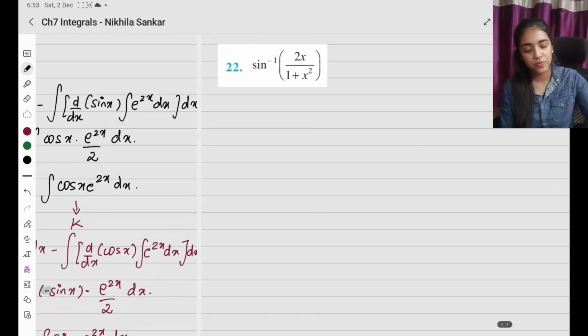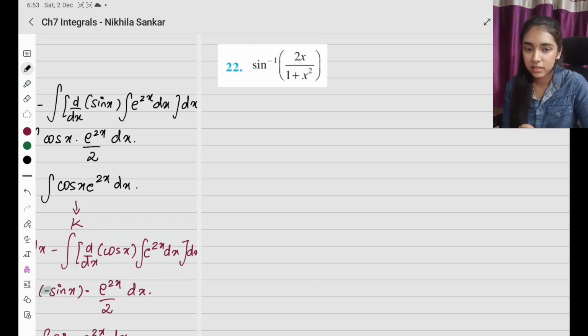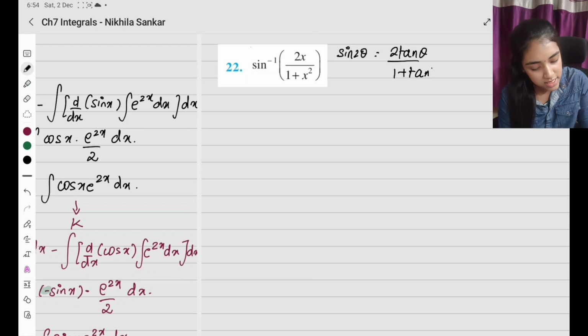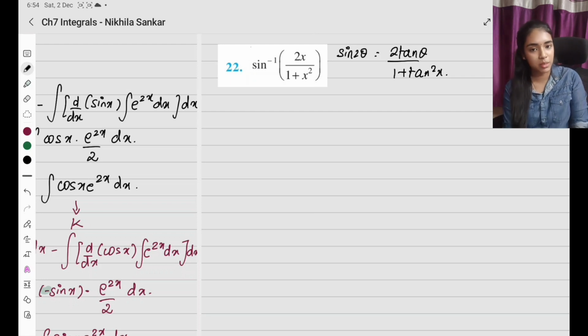Question number 22. Sin inverse of 2x divided by 1 plus x square. In that I am going to take my x to be tan theta. Why? What do I know? Sin 2 theta is going to be 2 tan theta divided by 1 plus tan square theta. We have studied this identity in differentiation and in integration. So sin 2 theta is going to be 2 tan theta divided by 1 plus tan square theta.